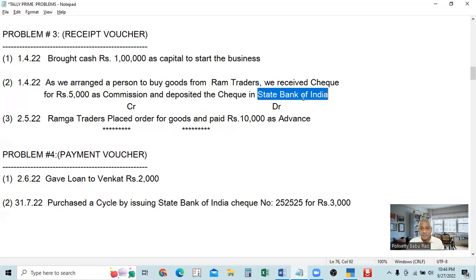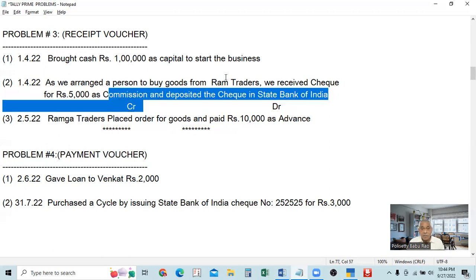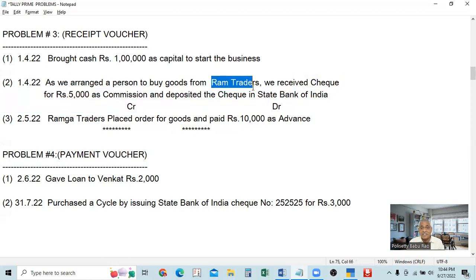So we are receiving a check as commission from RAM traders. But RAM traders is immaterial here, because he is paying money. If he does not pay money, he has to pay in future and will become a debtor. But he is giving a check to us, and simply we are receiving from him. That's all. So the RAM traders account is immaterial. So commission is income.